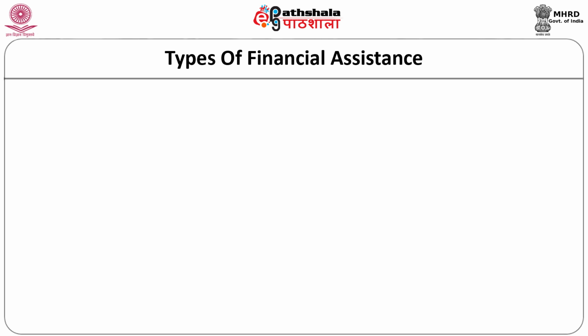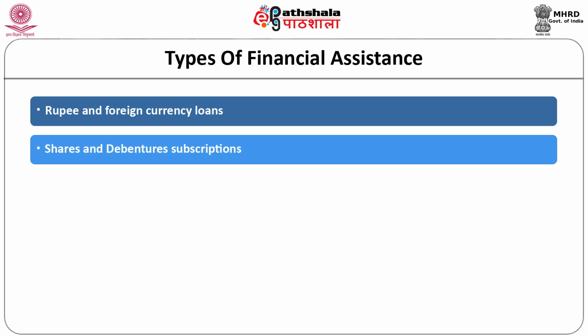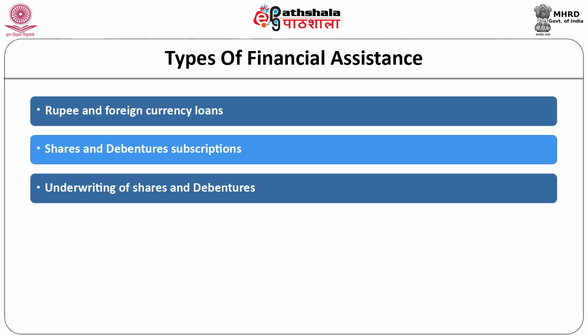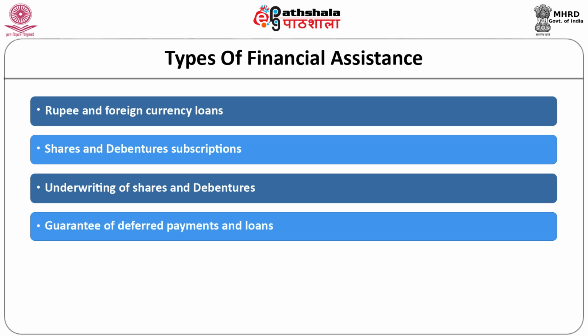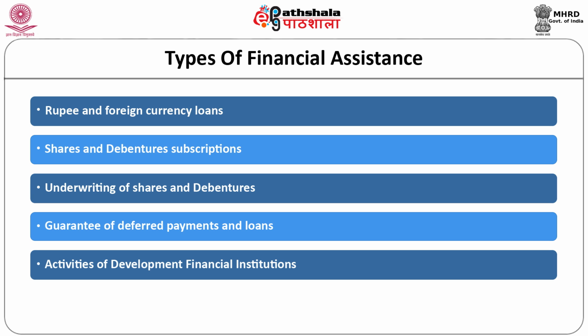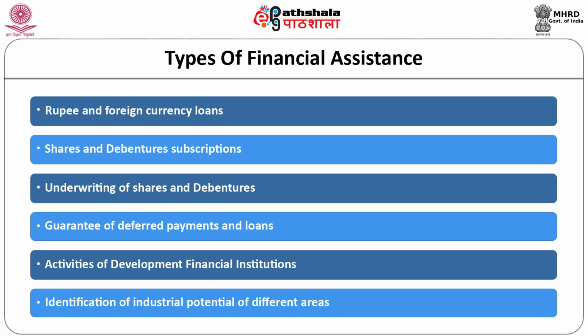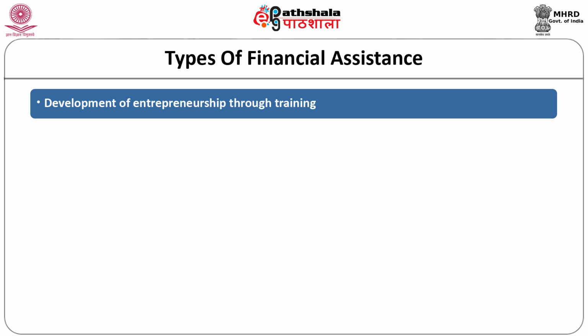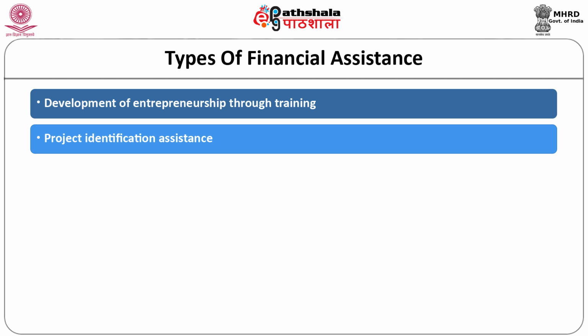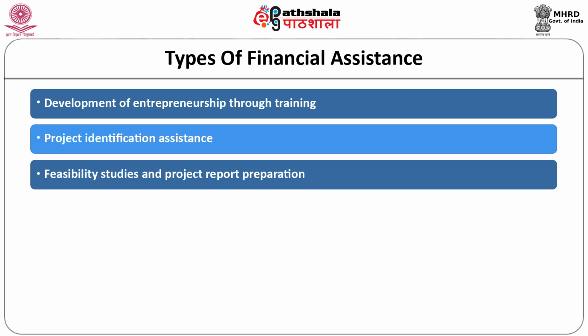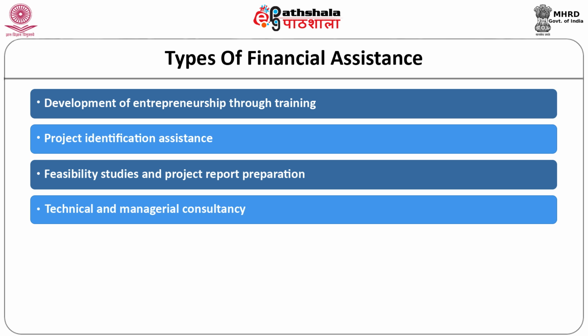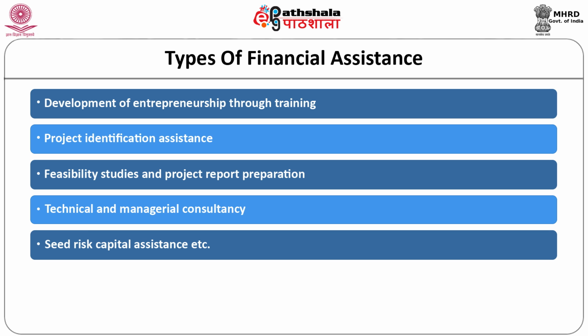Types of financial assistance. Few important forms of financial assistance are rupee and foreign currency loans, share and debenture subscriptions, underwriting of shares and debentures, guarantee of deferred payments and loans, activities of development financial institutions, identification of industrial potential of different areas, development of entrepreneurship through training, project identification assistance, feasibility studies and project report preparation, technical and managerial consultancy, seed and risk capital assistance, etc.